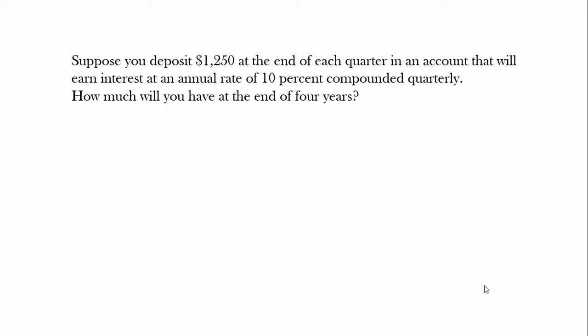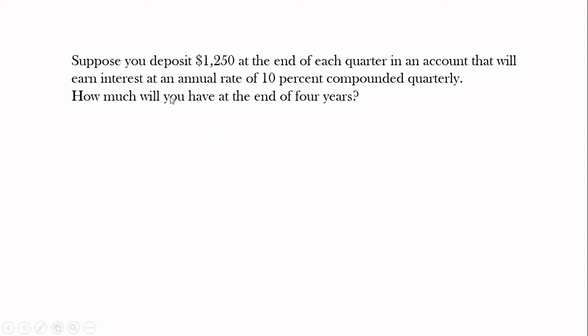Now, suppose you deposit $1,250 at the end of each quarter in an account that will earn interest at an annual rate of 10% compounded quarterly. How much will you have at the end of 4 years? At first we have to identify whether this math is for annuity or just simple future value and present value. To know this, you see that there is a series of payments, like 1250 at the end of each quarter, and the payment will be made for 4 years. So this is a series of payments. Okay, so from that we get that it is a math for annuity.